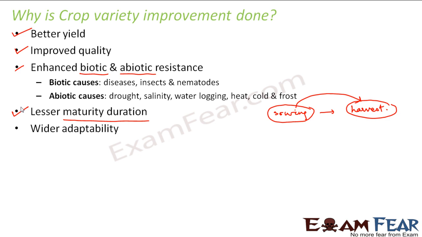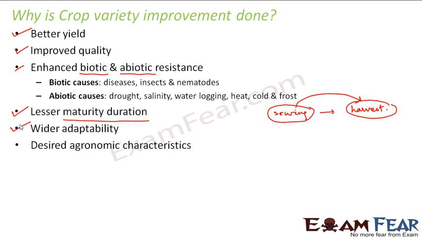So your output increased. Similarly, you can grow it in an area where it is cold throughout the year. You can also grow it in an area where it is hot throughout the year. So again, your productivity increased. So the crop yield increased, right? So if we are able to develop varieties which have wider adaptability, our crop yield will increase. So these are some of the reasons which encourage us to go for crop variety improvement.